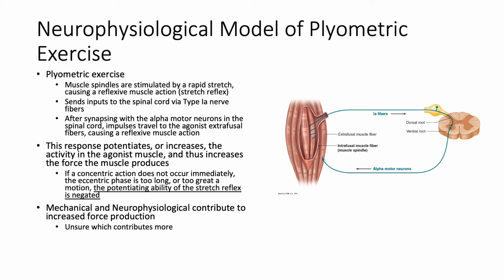This stretch reflex sends inputs to the spinal cord via type 1A nerve fibers. After synapsing with the alpha motor neurons in the spinal cord, impulses travel to the agonist extrafusal fibers, causing a reflex of muscle action. Ultimately, this increases the force the muscle produces. Similar to the mechanical model, if a concentric muscle action does not immediately follow a stretch, or the eccentric phase is too long or too great of a motion, the potentiating ability of the stretch reflex is negated. Both the mechanical and neurophysiological models contribute to the increased force production. However, it is unsure how much each model contributes, or which contributes more.